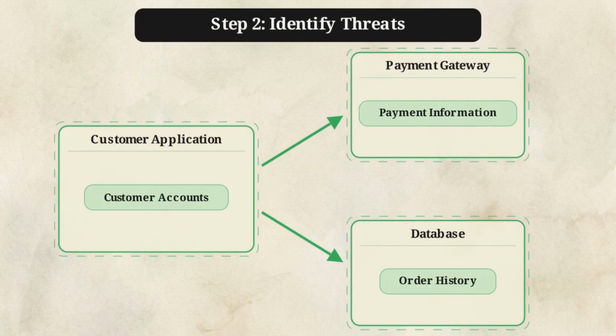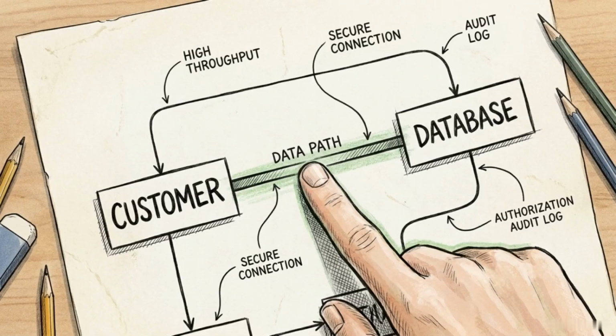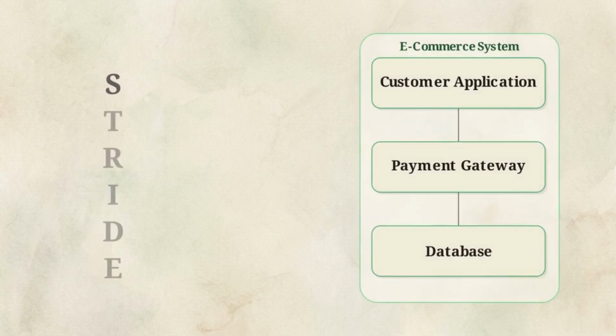With the map established, we move to step 2, identify threats. You adopt the attacker's perspective and ask what can go wrong along each data path. You cannot protect a system you haven't fully mapped. Understanding the data flow is the absolute prerequisite to defending it. To categorize the threats identified in Step 2, we use Microsoft's STRIDE framework.